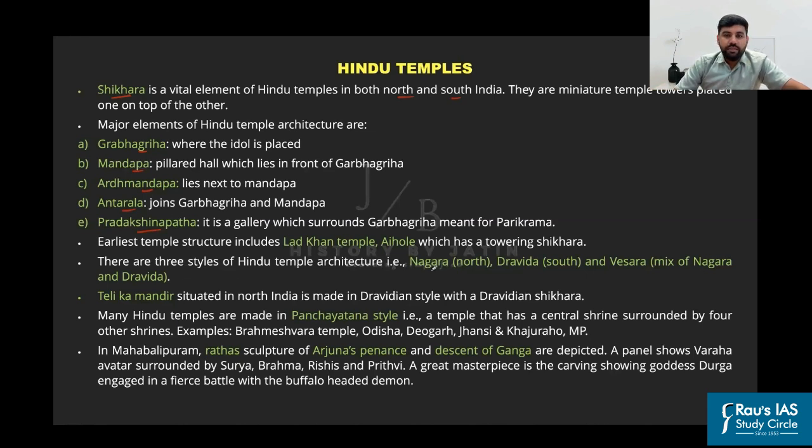So these are some of the examples, Nagara, Dravida and others, right? The Teli ka temple situated in the north is the northernmost Dravidian style temple. Panchayatin style means a temple with 4 other local shrines. Then we have other examples such as Rath, Arjuna's Penance, and the Descent of Ganga. Look, what these are.